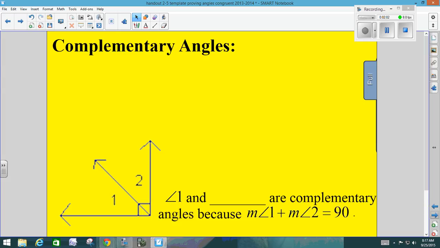Complementary. What do we know about complementary, Jimmy? How many of them? 2. Good. 2 angles that add up to 90 degrees. Complementary angles are a pair of angles that add up to 90. Complementary come in pairs. Now, I'm not saying you can't have 3 angles that add up to 90 degrees, but I wouldn't classify those 3 angles as complementary then. Complementary come in pairs.